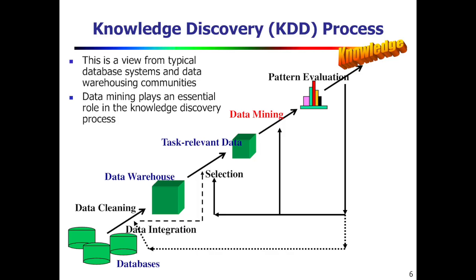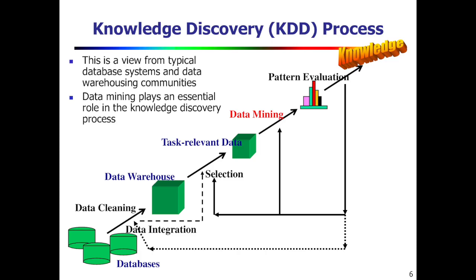This knowledge discovery process consists of different phases, and this is a view from typical database systems and data warehouse communities. It plays an essential role in the knowledge discovery process. The phases of the knowledge discovery process, or data mining, are: first, databases; second, data pre-processing; third, data mining; fourth, pattern evaluation; and fifth, knowledge. We will describe what each is.